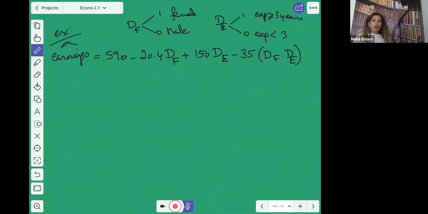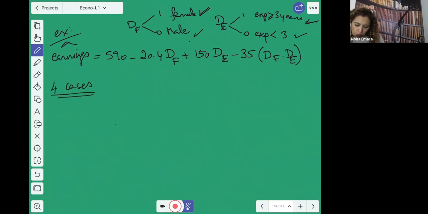Okay, so I wanted to imagine that you basically have 4 cases. So the person can be a male with 3 or more experience, a female with 3 or more experience, or a female with less than 3. Or a male with less than 3 years of experience. So I have actually 4 cases. So anytime you have 2 dummies in a model, I want you to think of 4 possible cases.